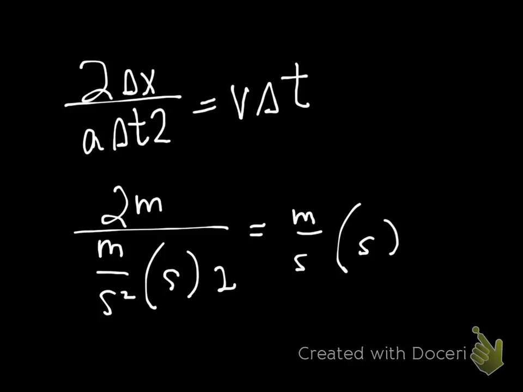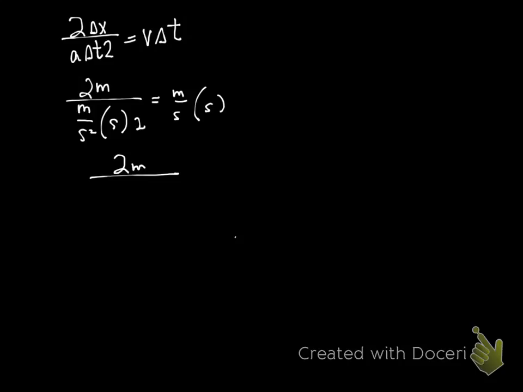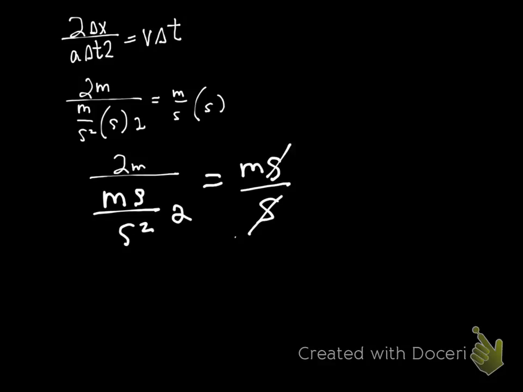Okay, so let me shrink and move. The next step, we can start by doing this. 2 meters over, we multiply these out, we get meters. Multiply them, that bottom out, and we get meters seconds over seconds squared times 2. We can multiply out the other side. We get meter seconds over seconds. So we know those seconds are going to cancel, and that's going to become just seconds.